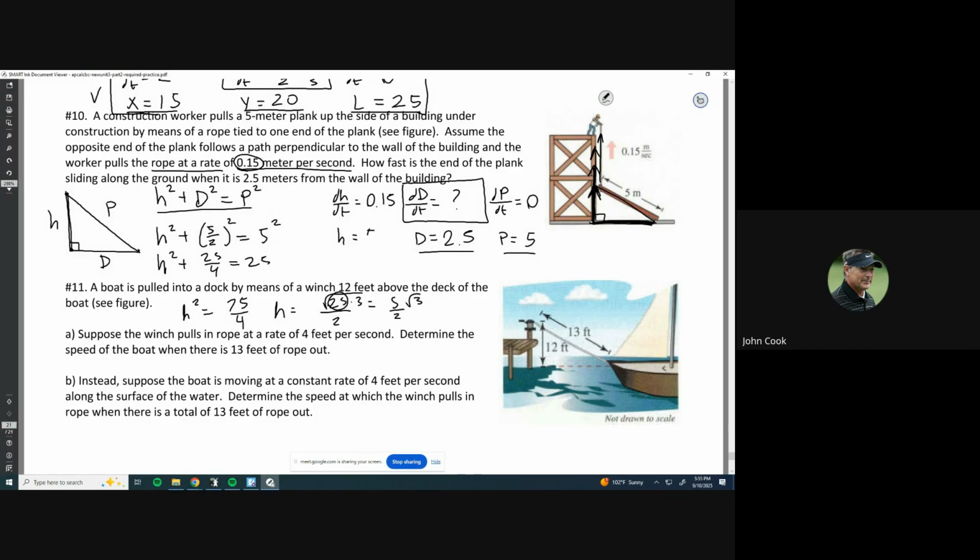So whatever that number is, that's what H is. And I don't really care what that number is because it's just something for me to plug in at the end of the day. All right. So I got to use implicit differentiation and find the derivative of this thing.